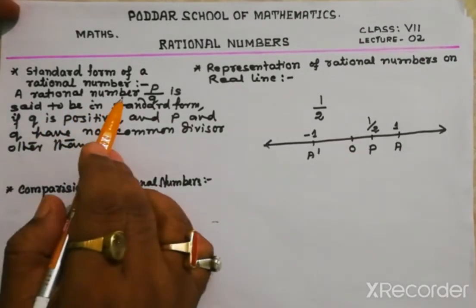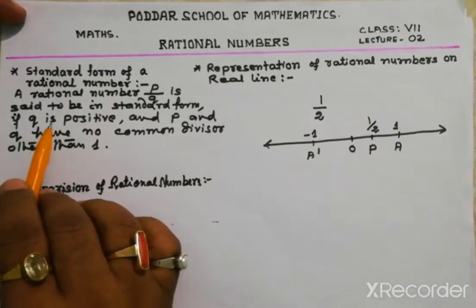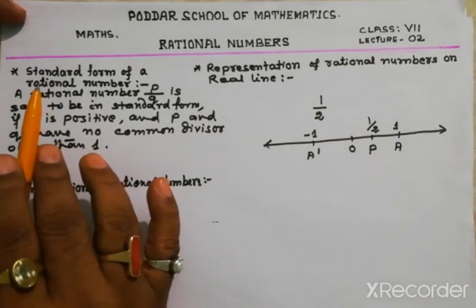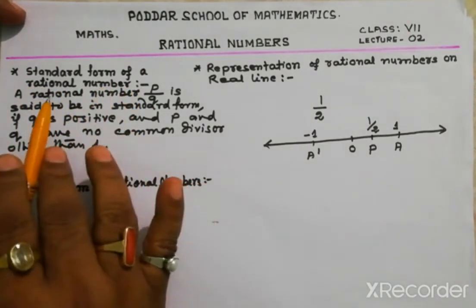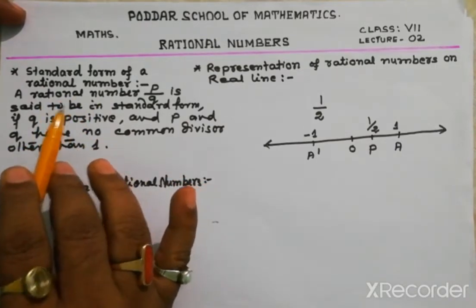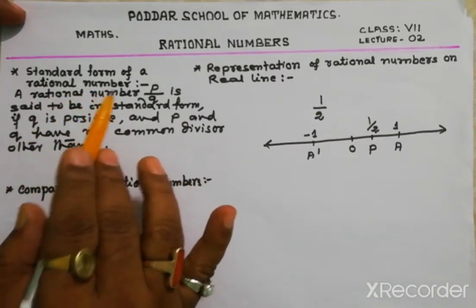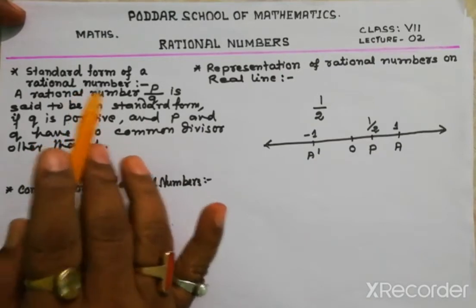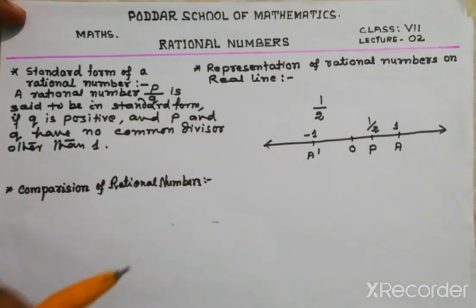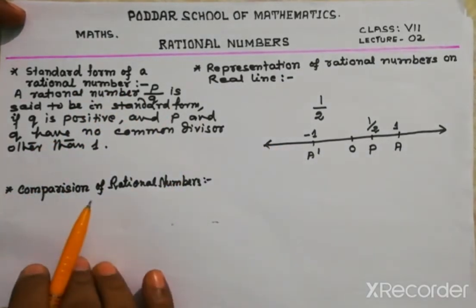Standard form of a rational number. What do you mean by standard form of a rational number? How to convert a rational number to its standard form? Standard form का मतलब क्या है?